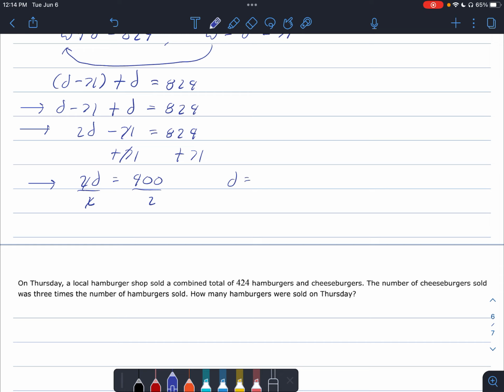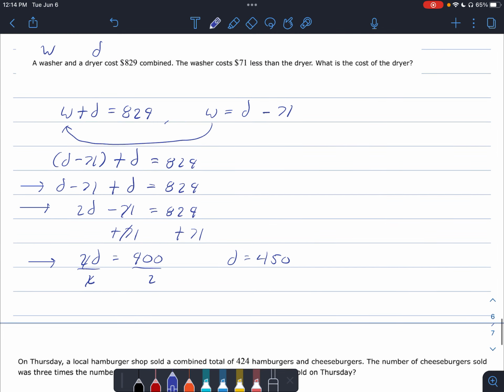D is equal to 450. So we know the cost of the dryer. Complete sentences here: the cost of the dryer is $450.